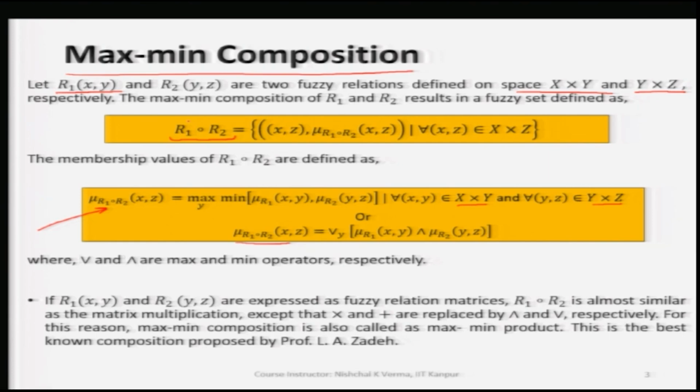If R1 fuzzy relation set and R2 fuzzy relation set are expressed as fuzzy relation matrices, R1 O R2 is almost similar to matrix multiplication, except multiplication and plus are replaced by min and max respectively. For this reason, max min composition is also called the max min product. This is the best known composition, proposed by Professor Lotfi A. Zadeh, who is the father of fuzzy logic.